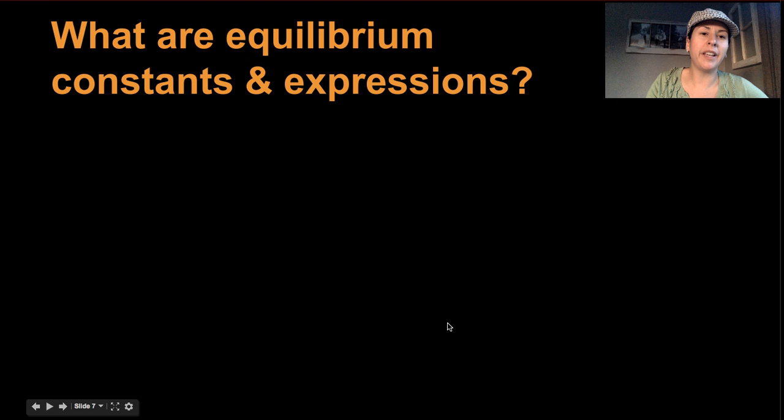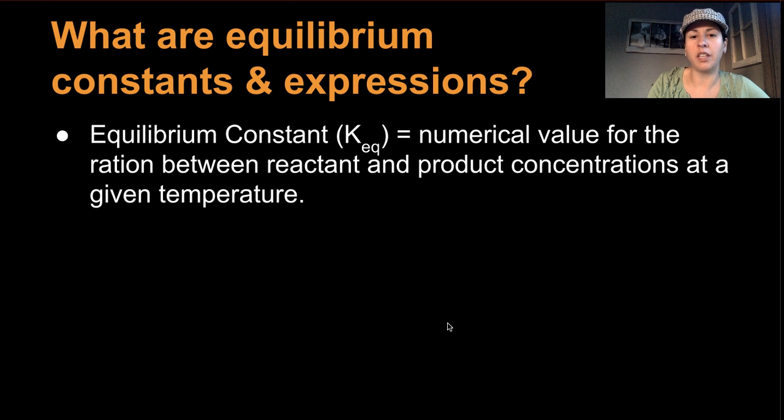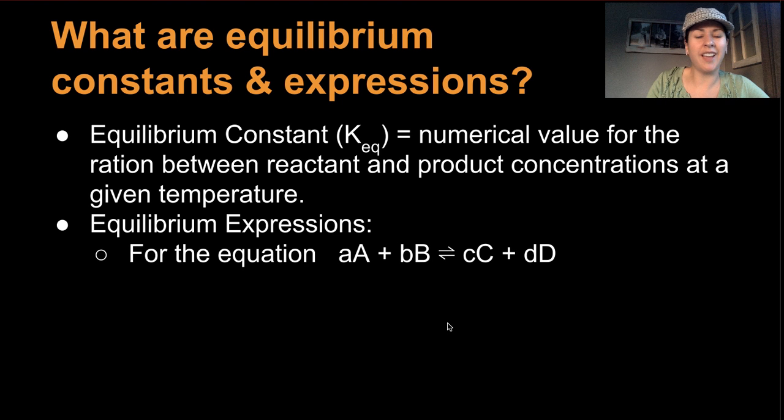So we can place some values with equilibrium, and so we need to be able to write expressions for that and be able to calculate some constants. And so how do we put this all together? What are the equilibrium constants and expressions? So an equilibrium constant, or KEQ, and we'll give some different values in place of EQ later on, is the numerical value for the ratio between the reactants and the products concentrations at a given temperature. So basically we look at the ratio between all of these different concentrations to find what it is at a particular temperature. I think that's kind of tough just verbally, but let's take a look at an example.